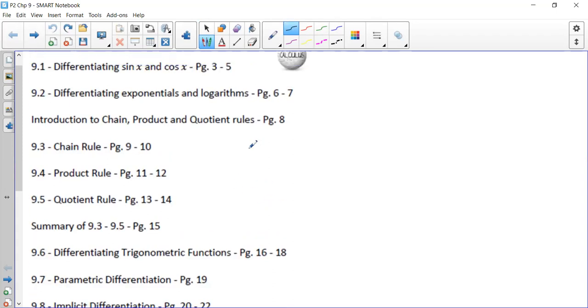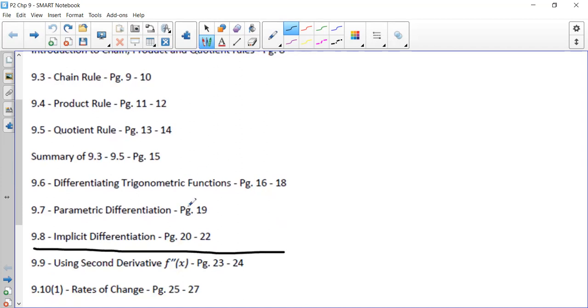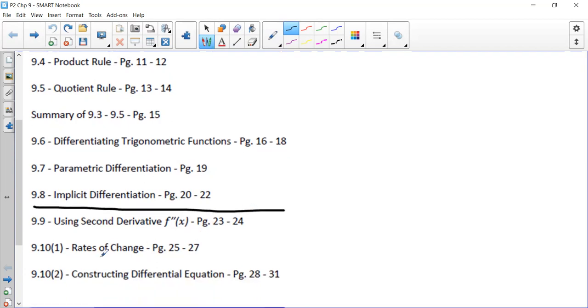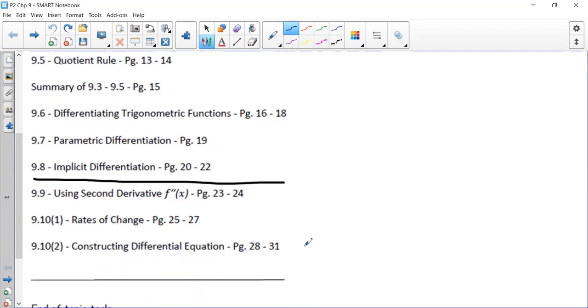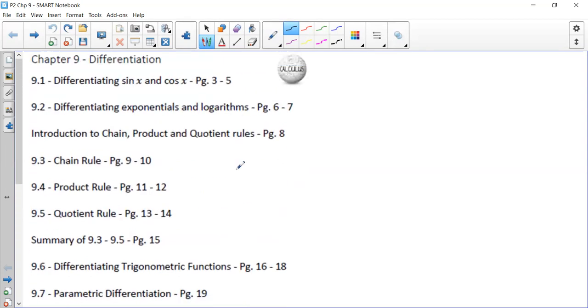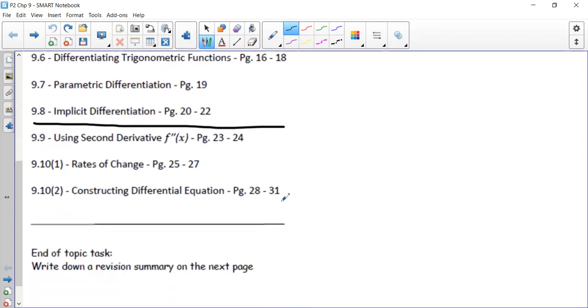Next, 9.9 is where you use the second derivative, another layer of it. In year 1, you would have learned to use the second derivative to prove whether a stationary point is a maximum or minimum, but there'll be a little bit more in 9.9, another definition using the second derivative. 9.10, part 1 and part 2, is about rate of change, modeling, which will link into integration as well. So that is the end of the breaking down of the chapter. That's not the end of the lesson.